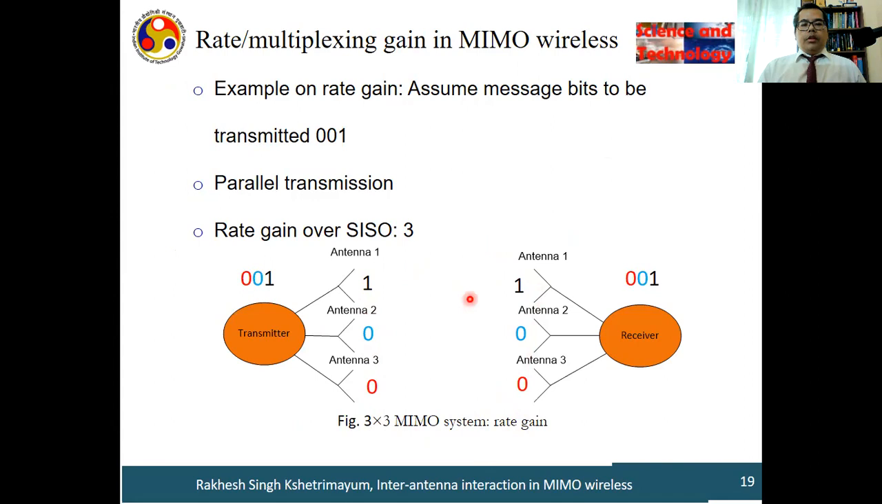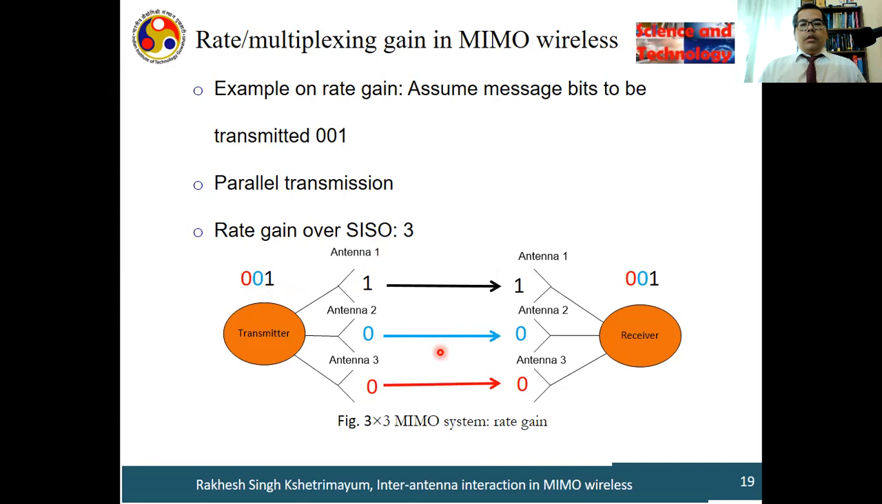And let us see, if I want to transmit 001 over this 3x3 MIMO system, how can I do this? I can have parallel transmission. I transmit 1 from the first antenna, 0 from the second antenna, and 0 from the third antenna. So over a time interval, I can transmit all these 3 bits at a time.